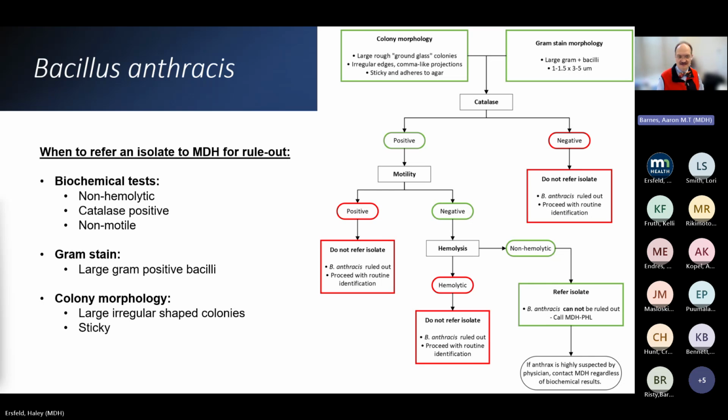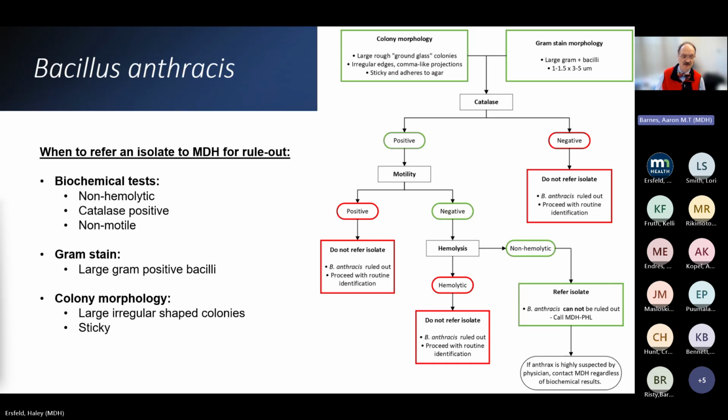to go to catalase. If the catalase is negative, that's not BA. If it's positive, let's go on to motility. All right, if the motility is positive, it's not BA. So go down the whole chart and then go ahead and send stuff over to us if it meets those criteria. We're always going to want to talk about it anyway, just to sort of check results. But that's how the flowchart works.